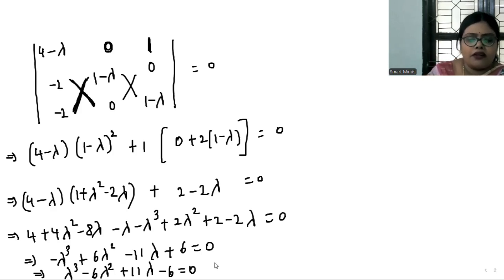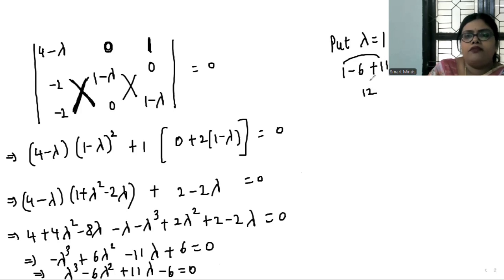Now you have to factorize this. So first you put lambda equal to 1 to check if this is satisfying or not. 1 minus 6 plus 11 minus 6 is 0. 1 plus 11 is 12, minus 6 is minus 12, which is 0. So 0 is equal to 0. Therefore, lambda equal to 1 is a root.